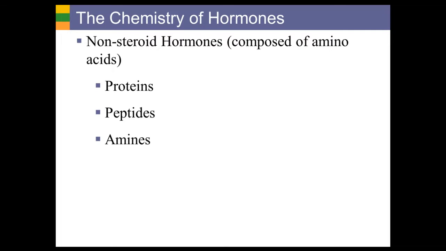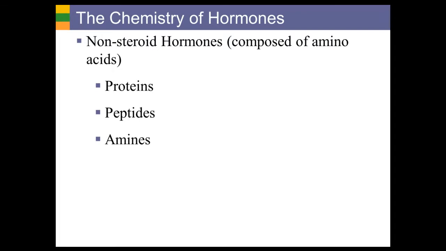Okay, so those are the 6 steroid hormones. All of the other hormones we talk about are going to be non-steroid hormones. They're going to be composed of amino acids. Some are going to be proteins. Some are going to be peptides. Some are going to be modified amino acids called amines. Now, you do not have to know this level of detail. You don't have to know, are they proteins? Are they peptides? Are they amines? All you have to remember is that they're non-steroid hormones. You don't have to remember specifically what type of non-steroid hormones they are.